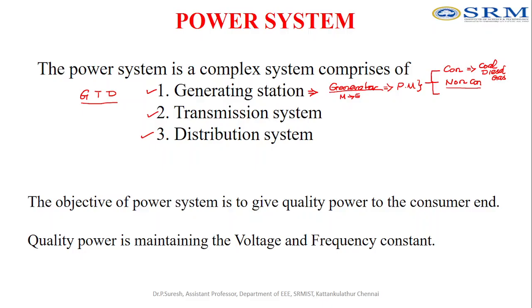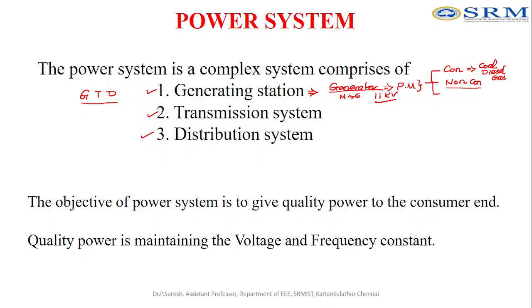So on the whole, a generating station is nothing but the place where the electrical power is generated. So it is called a generating station. If you take any generator, the maximum amount of voltage that can be generated by a generator is 11 kilovolt. So this is the normal generating voltage.